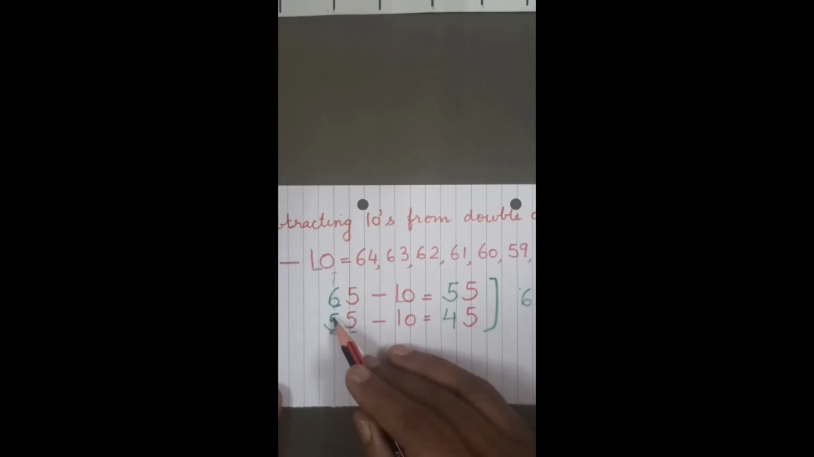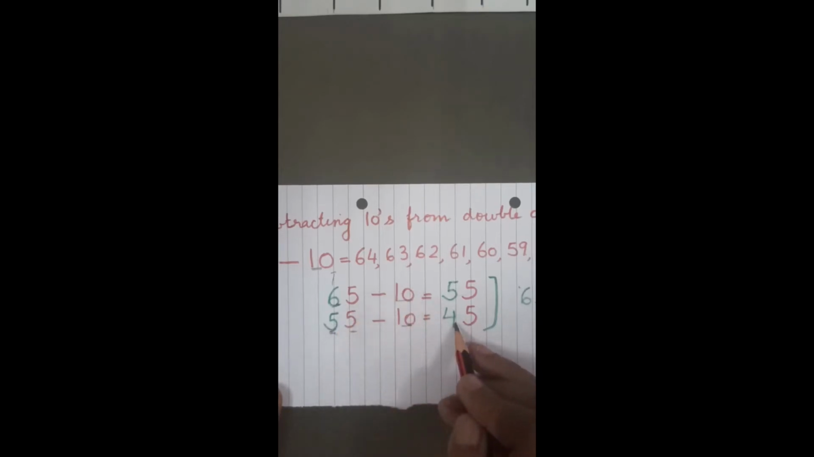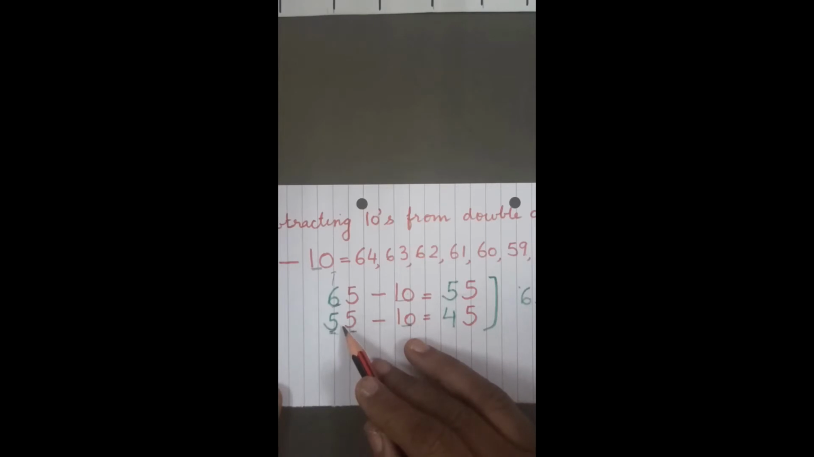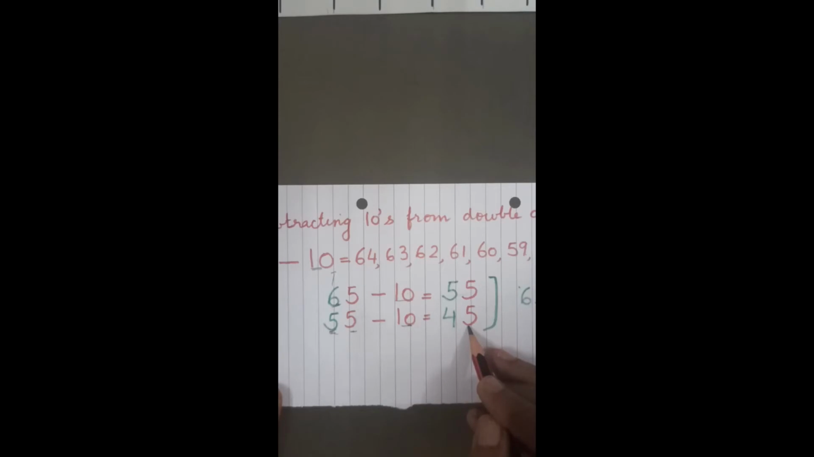But remember, the 5 at the tens place will decrease by 1 and not the 5 at the ones place, because we are not subtracting anything in the ones place. It's a 0 here, right? So this 5 will become 4. That means whenever we subtract 10 from a double digit number, then the digit at the tens place decreases by 1. So 5 becomes 4. So 55 will now become 45.